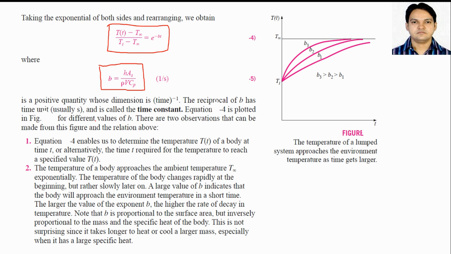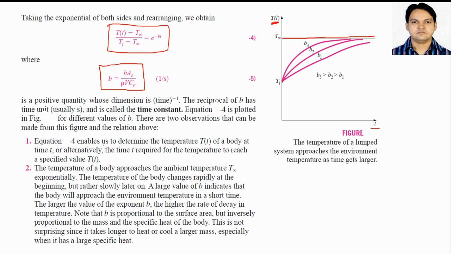This equation 4 is plotted in a figure on the right side, for different values of b. There are two observations that can be made from this figure and the relation above. You can see the plot is time versus T(t). So when time changes, we are plotting what the change in temperature will be. Our T_∞ is constant and that line is plotted over here. Our T initial point is somewhere over here. The graph shows how your graph changes as b changes.